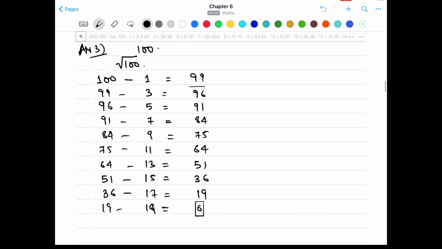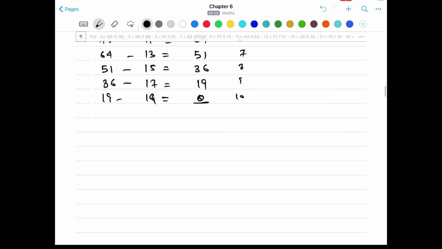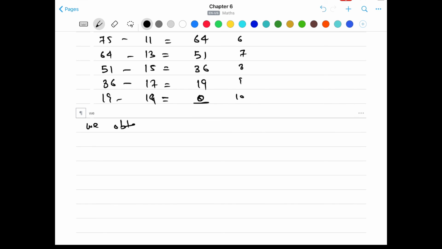The moment we get 0, we'll stop there. We then count the number of steps, which are 1, 2, 3, 4, 5, 6, 7, 8, 9 and 10. So we're getting 0 after the 10th step. Therefore the square root of this number will be 10, since we obtained 0 at the 10th step.